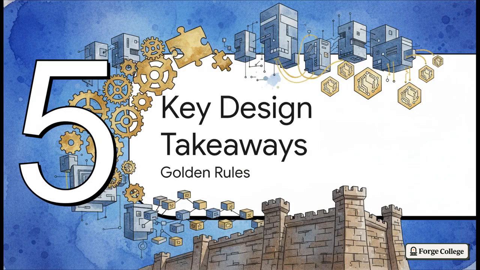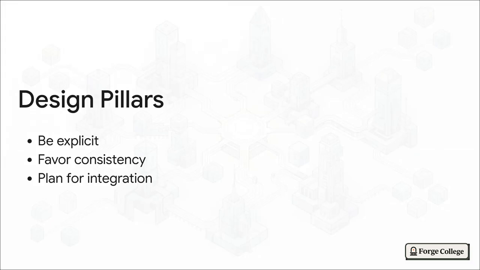Bringing it all home now with Section 5, Key Design Takeaways. We've covered a ton of ground today, so let's lock in the absolute golden rules of multi-token design. If you take nothing else away from this explainer, remember these 3 pillars. First, be explicit. Document exactly what your ID encodings mean and how your balances map to the real world. Do not leave developers guessing.